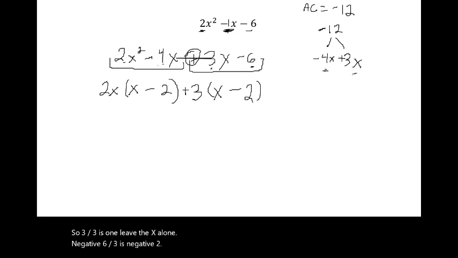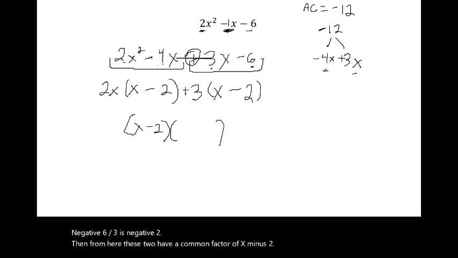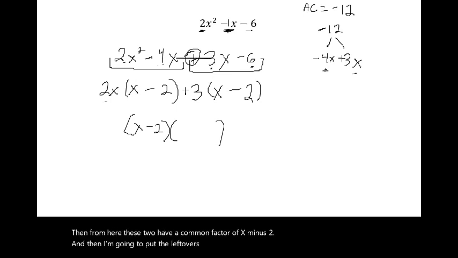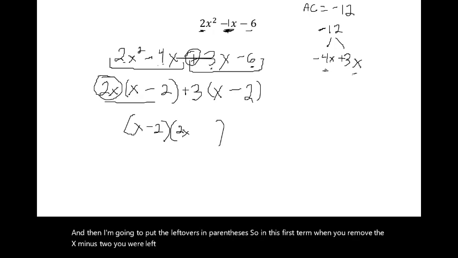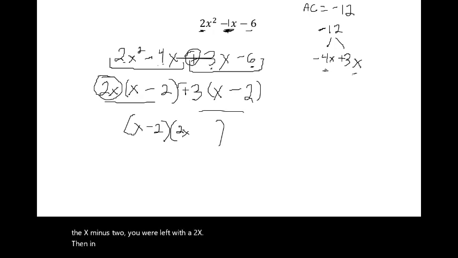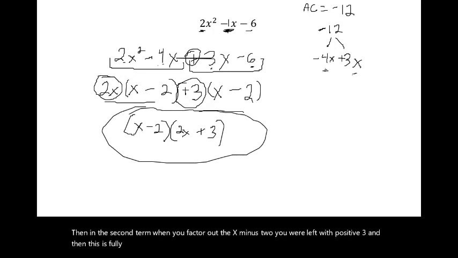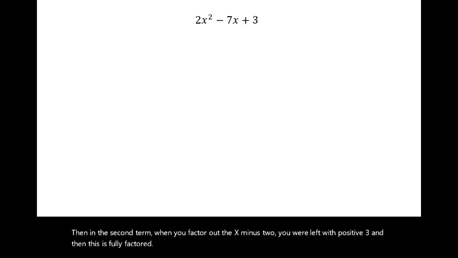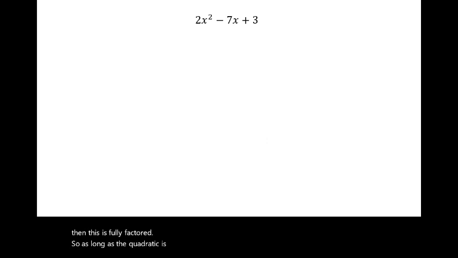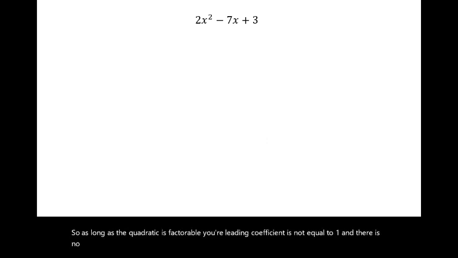Then from here, these two have a common factor of x minus 2. And then I'm going to put the leftovers in parentheses. So in this first term, when you remove the x minus 2, you are left with a 2x. Then in the second term, when you factor out the x minus 2, you are left with positive 3. And then this is fully factored. So as long as the quadratic is factorable, if your leading coefficient is not equal to 1 and there is no GCF, this method is going to work.